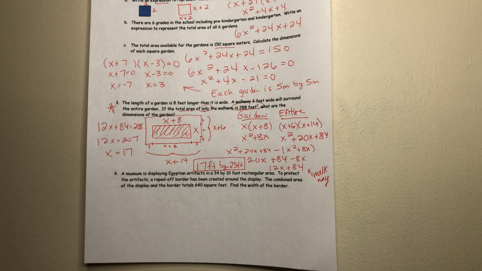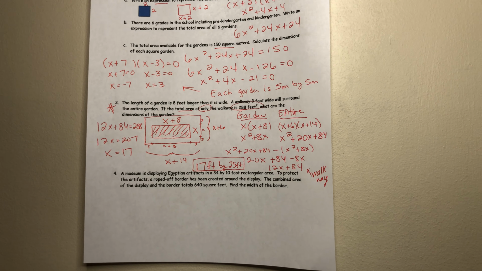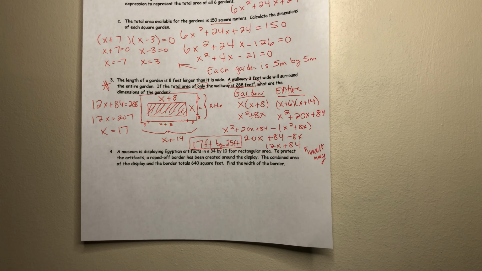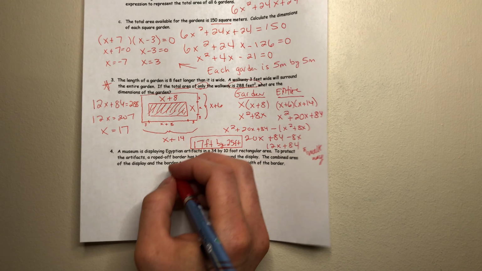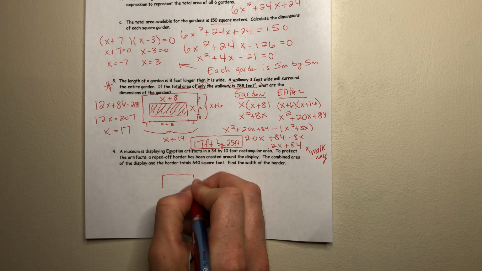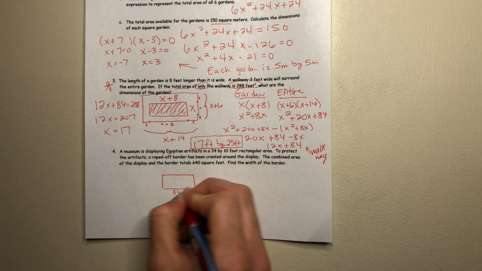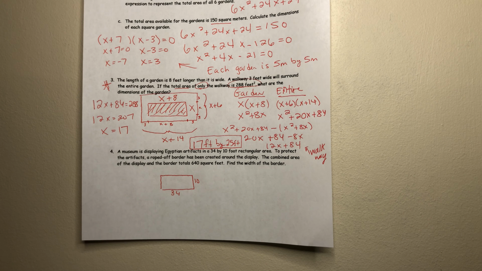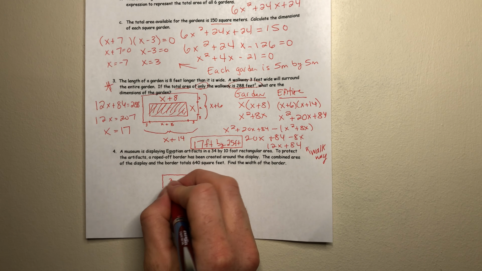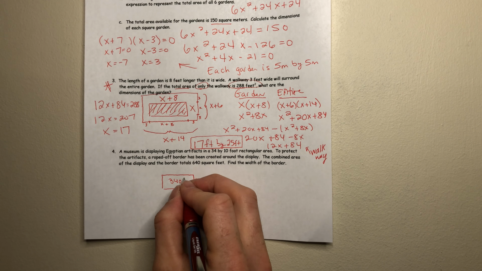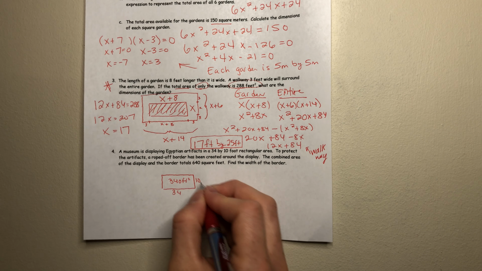All right, let's get into our last question of the day. Number 4. A museum is displaying Egyptian artifacts in a 34 by 10 foot rectangular garden. Think to yourself, what would I ask you to do right now? You are right. I'm going to ask you to please draw a picture of this rectangle. 34 by 10. Now, that gives us an area of 340. We're in feet, so square feet, right?